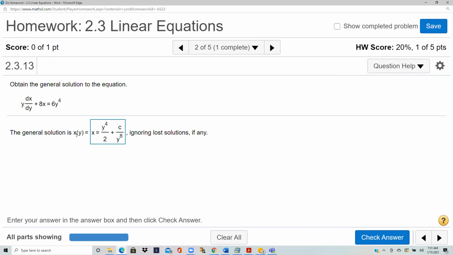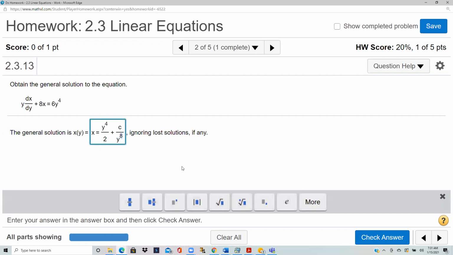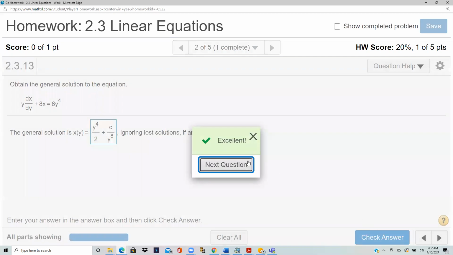Oh, they already have the x of y written, so I don't need to write this part. They already have the x written for us. So yeah, I just need to write: x is equal to, this is what it was. All right.